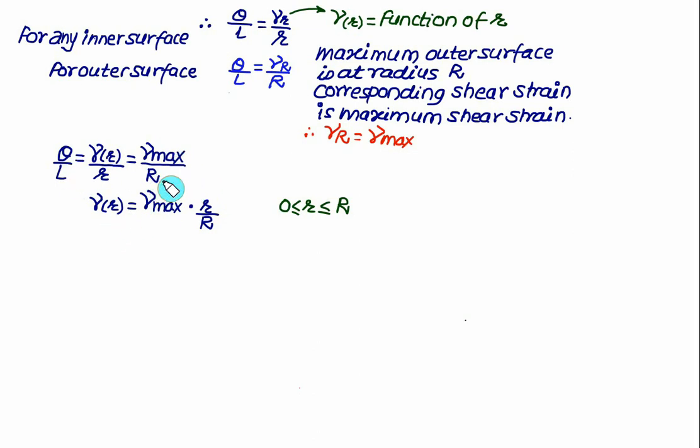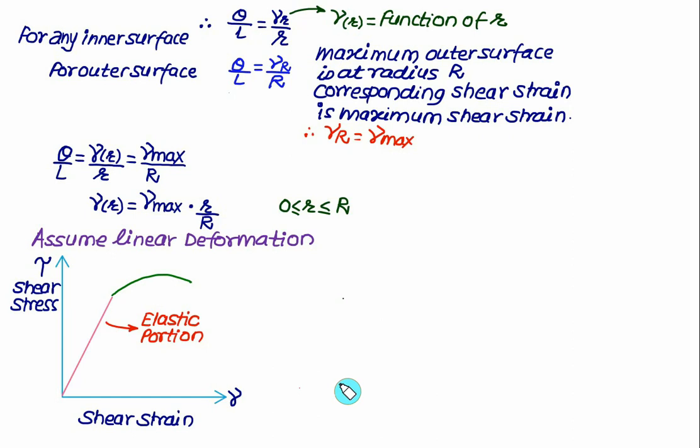Now from this equation, gamma max divided by r is a constant value, and therefore theta by L is also constant, or we can say here that theta is proportional to L. It means that if the length of the shaft is more, then the value of theta is also more, and if the shaft is shorter, then the angle of twist will be smaller.